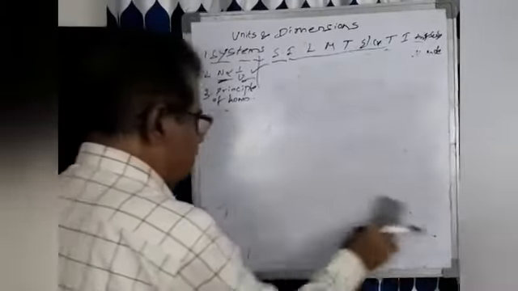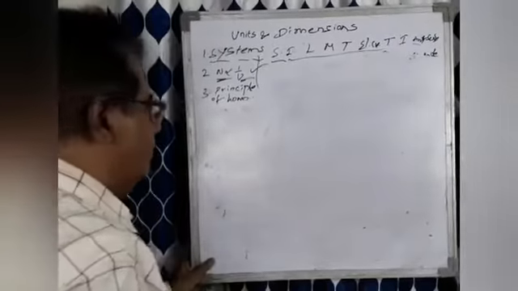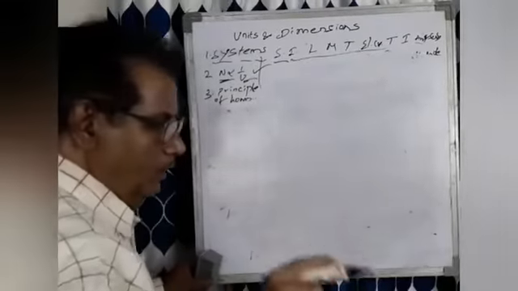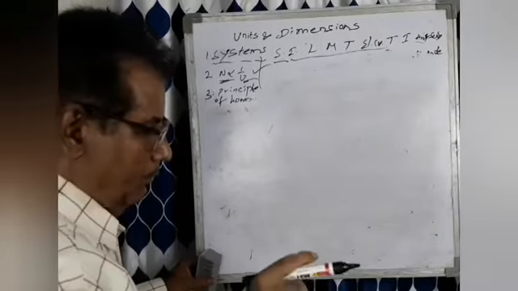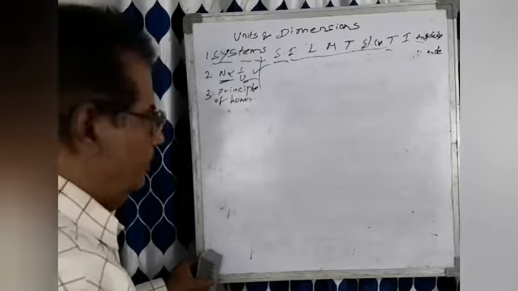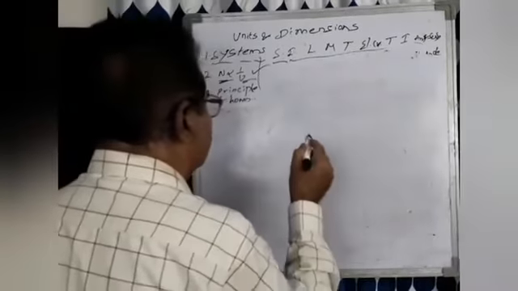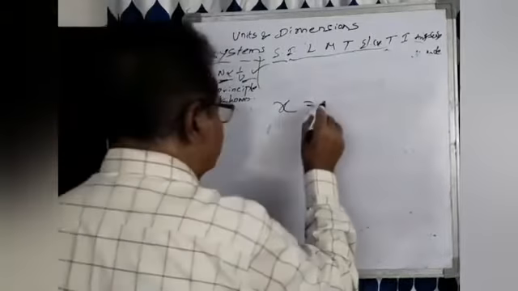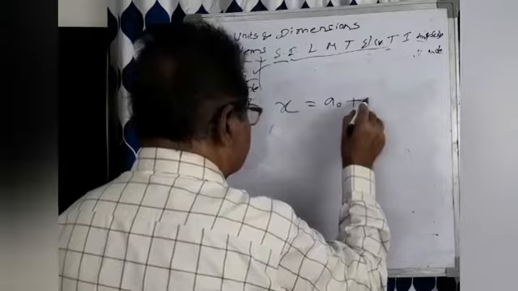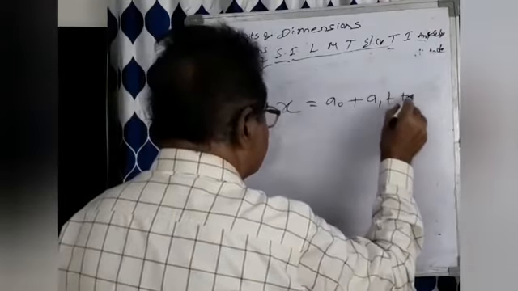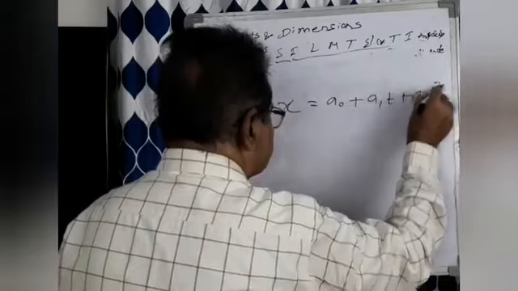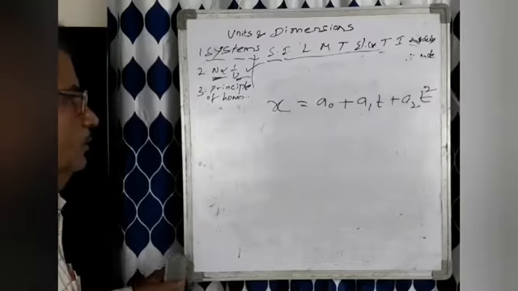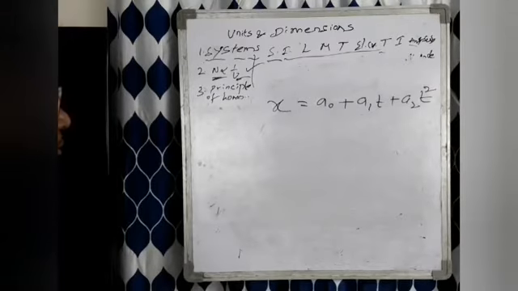This is one model, and from this model you will be asked questions. What is the principle of homogeneity? Homogeneity means same kind; heterogeneous means different kinds. Suppose I have an equation here: X is equal to A0 plus A1t plus A2t square. These are the kind of questions you will get.